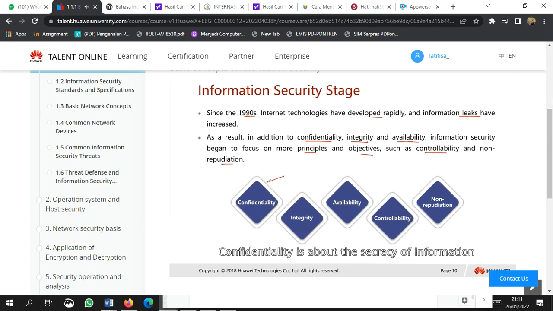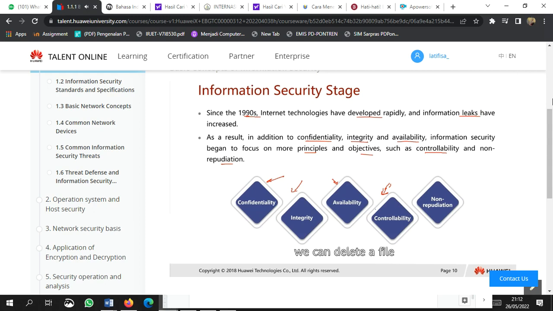Okay, so let's repeat this again. Confidentiality is about the secrecy of the information. Integrity is about making sure that when we transmit the information, whatever goes from the origin to the destination is intact, is the same. Availability is about availability to whom. Controllability is about what we can control about the information, when this information can be exposed, or up to what level.